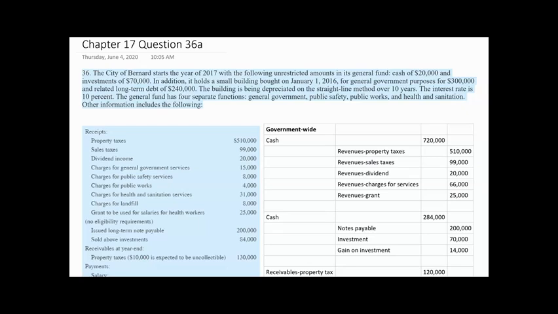journal entries, and then prepare T accounts and then a trial balance, so that we can have the government-wide financial statements prepared. So do remember, this is for government-wide financial statements, which means that we are going to follow accrual accounting. Okay, so let's go directly to the tables we have.